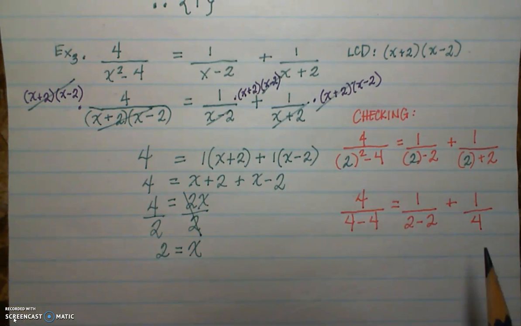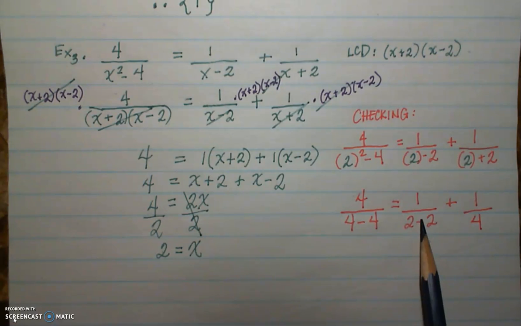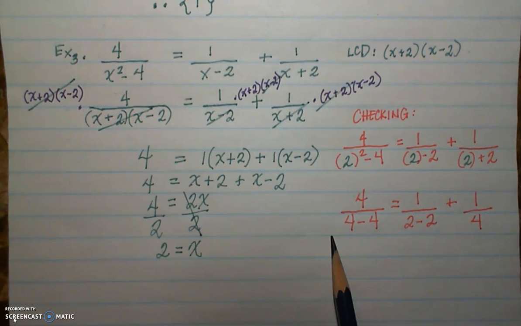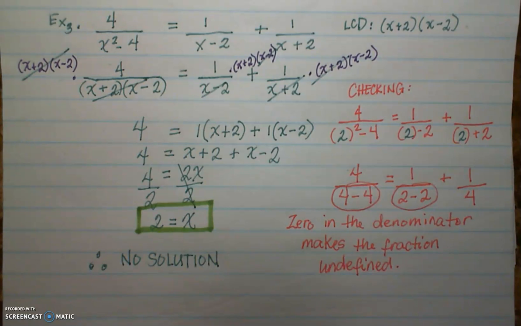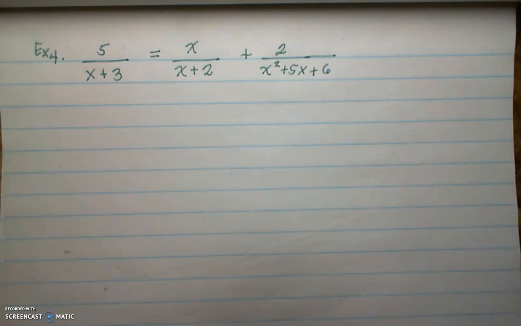All right, I want you to notice these two denominators right here. If you simplify this, then it becomes 0, and division by 0 or denominator of 0 makes the fraction undefined. And this is the reason why your 2 becomes an extraneous solution, because 0 in the denominator makes it undefined. Therefore, for this example, there is no solution. Let's go to our last and final example.